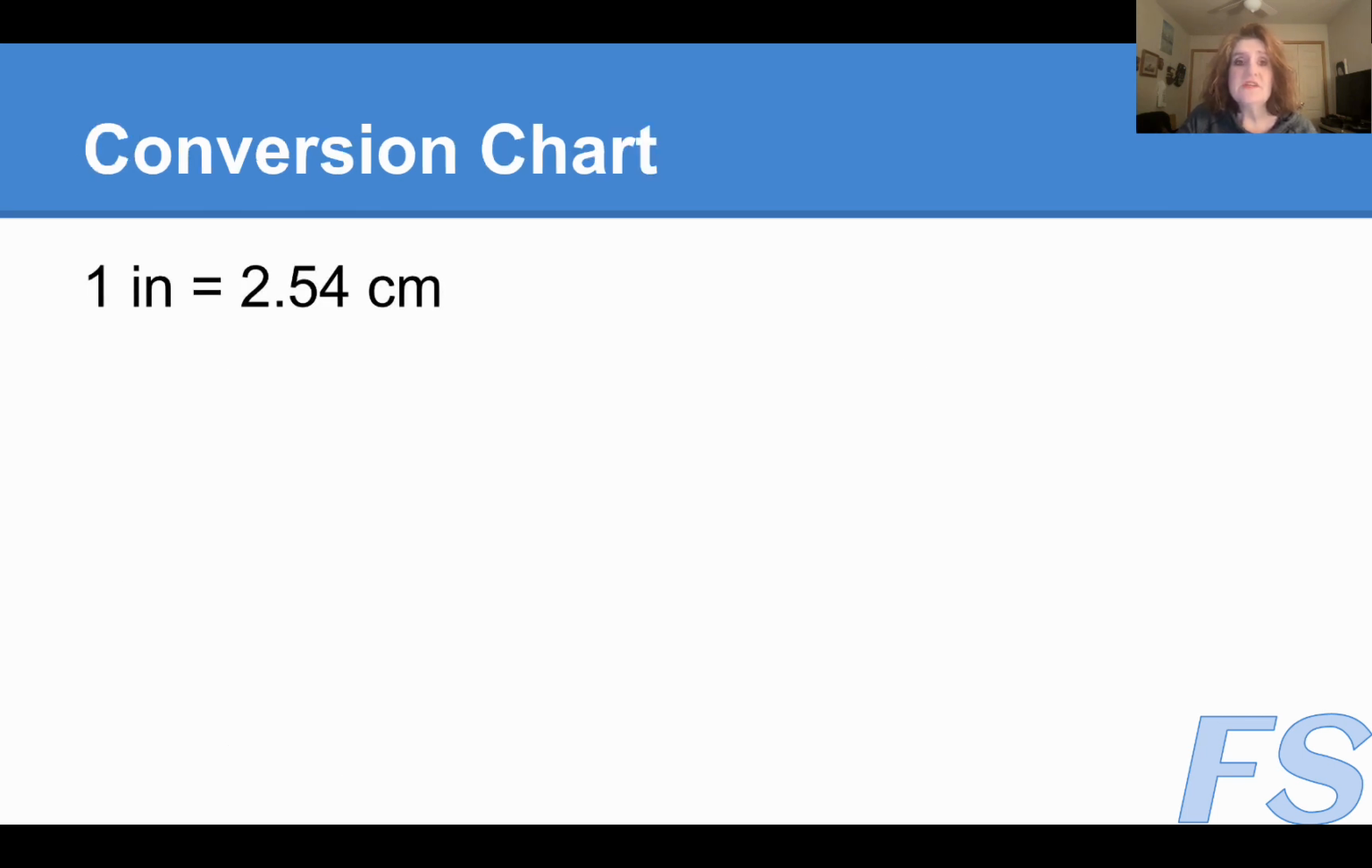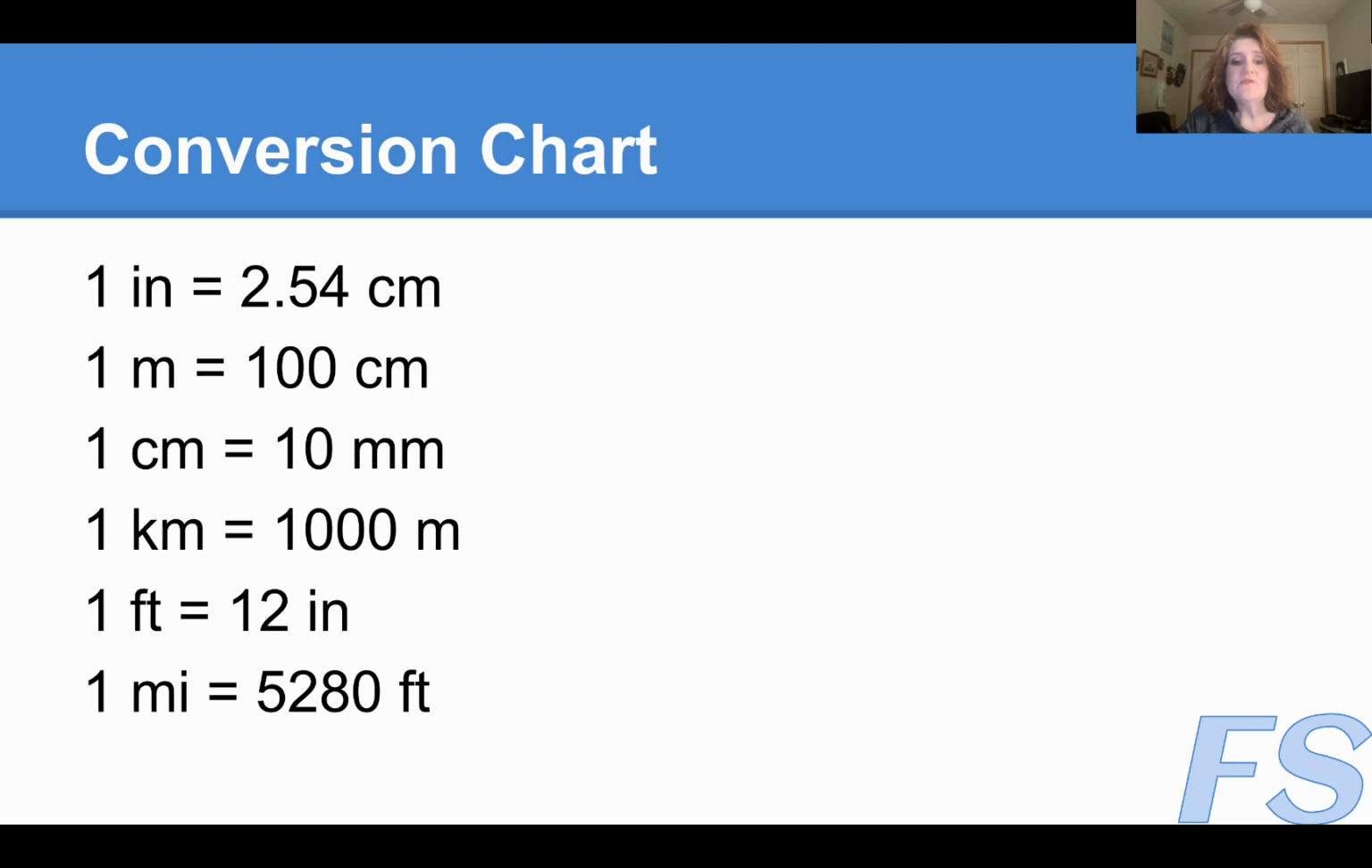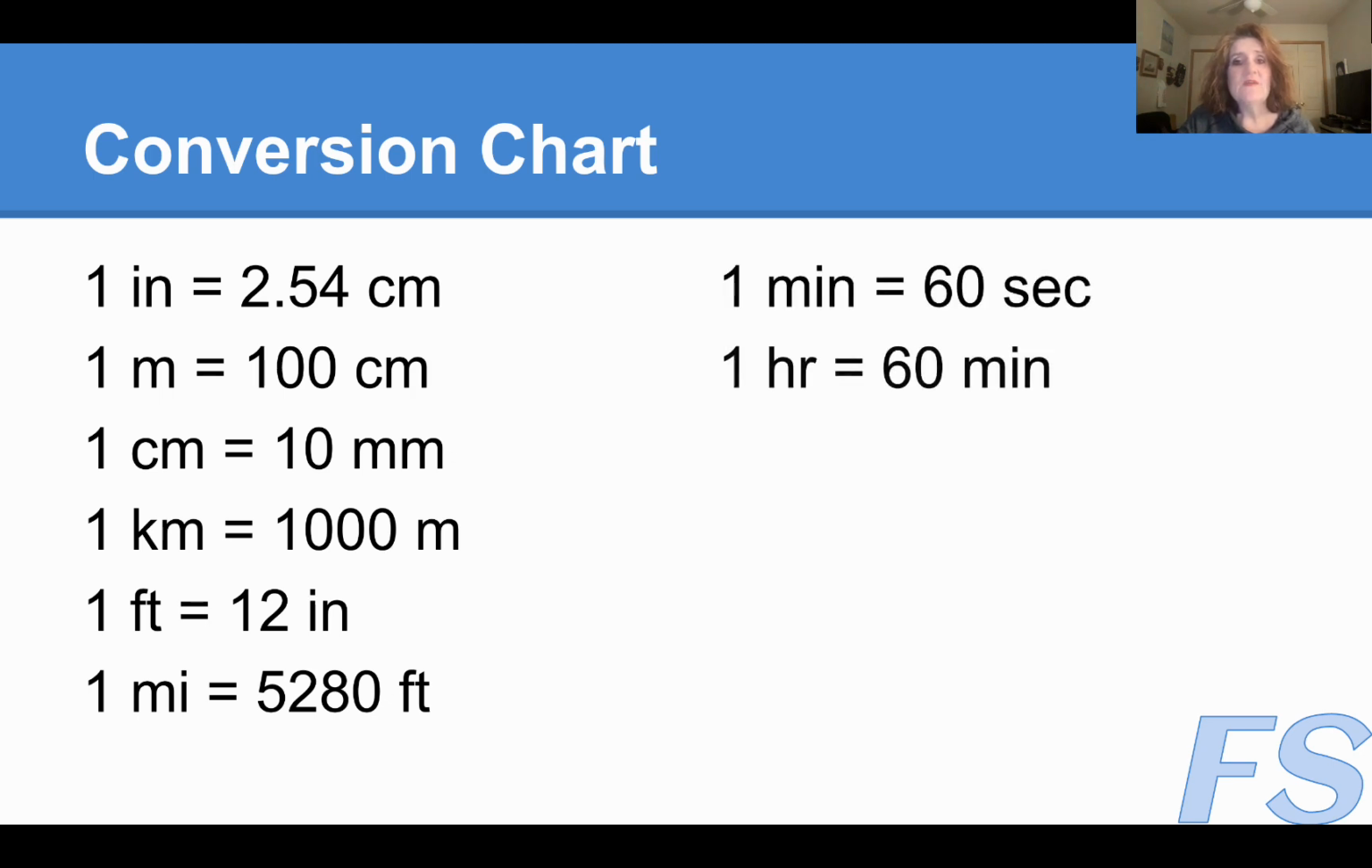Also on your formula sheet, you need the conversions. 1 inch is equal to 2.54 centimeters. 1 meter is 100 centimeters. 1 centimeter is 10 millimeters. 1 kilometer is 1,000 meters. 1 foot is 12 inches. 1 mile is 5,280 feet. 1 minute is 60 seconds, and 1 hour is 60 minutes.